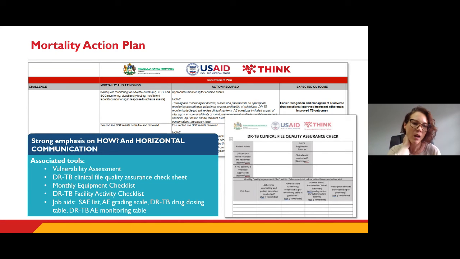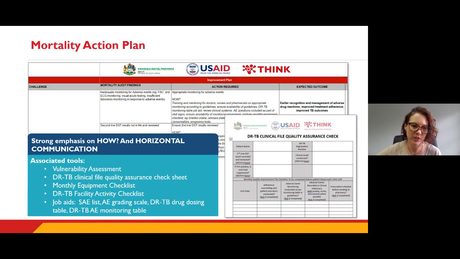So the mortality action plan that we have so far is broken down into different sections. So looking at, for instance, HIV-related factors, TB-related factors, comorbidity-related factors, data factors, pharmacovigilance, and there's a very strong emphasis on how. So rather than saying we need to do something, there's a lot of detail on how we are going to achieve that thing. And also a lot of emphasis on horizontal communication, because there are a lot of steps in what we found that really, if everybody's talking to each other and supporting each other across all cadres and all healthcare workers who are working with a patient, and there's no hierarchy in who can say what or raise a concern or flag something for a patient, we really feel that would be supportive of reducing mortality.